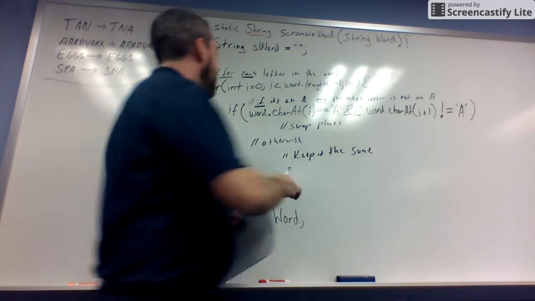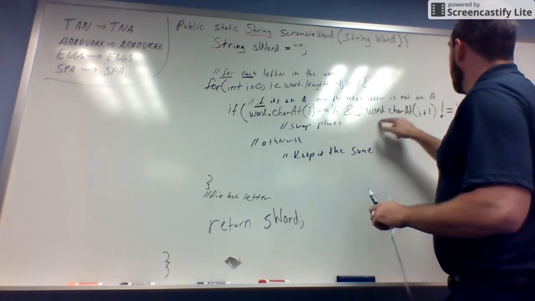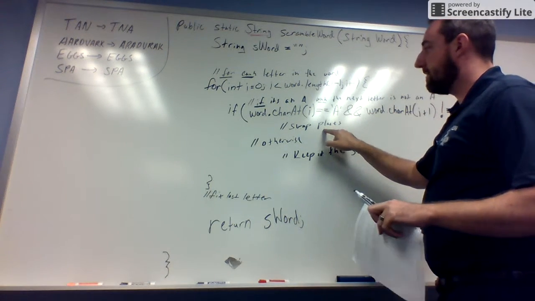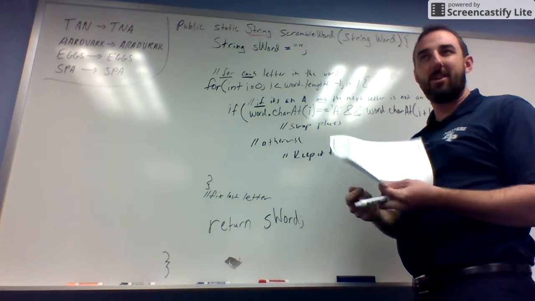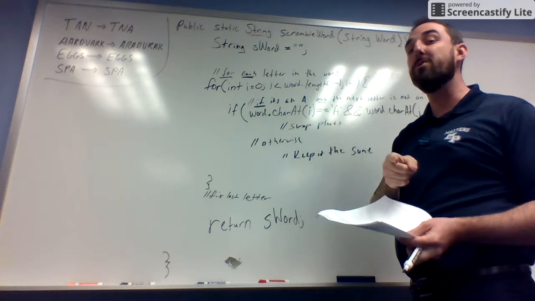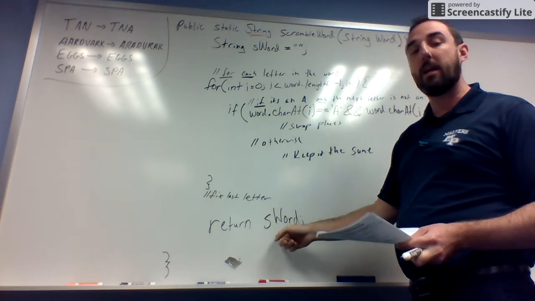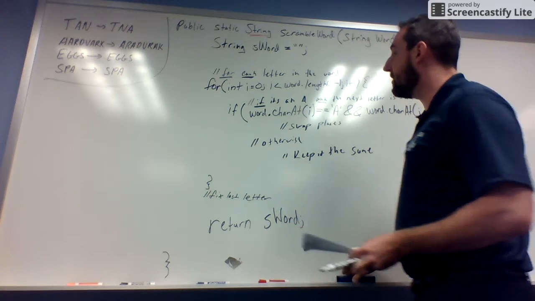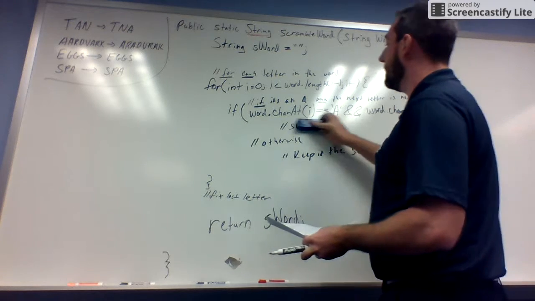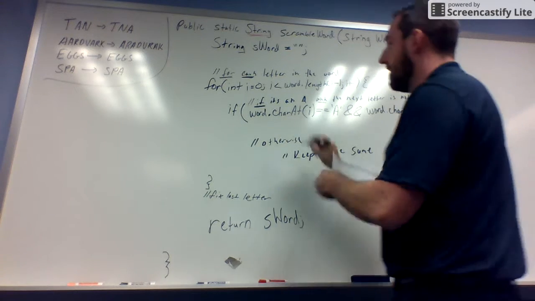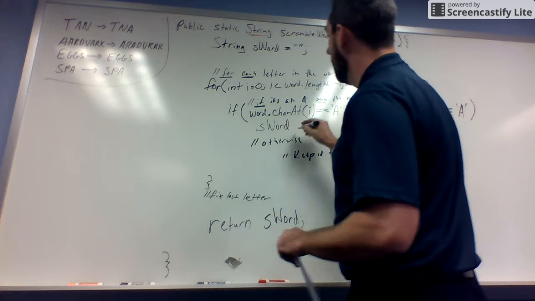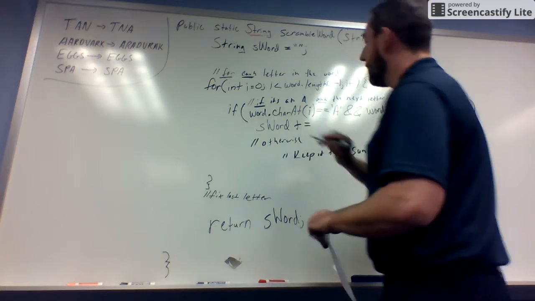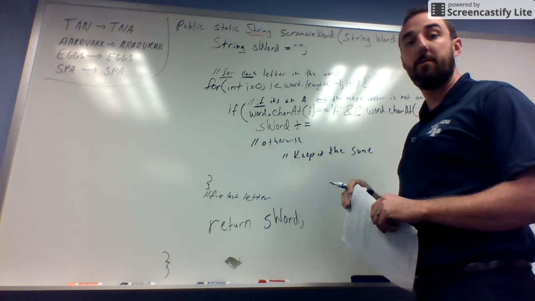Let's keep going. If it's an A, the next one's not an A, swap the places. Well, here's the problem. We can't swap the places in a word. I can't change anything in a word. What I can do is I can build a new string. So what I might do instead of swapping the places is say sWord, that's the scrambled word I'm making, plus equals, so add to yourself.